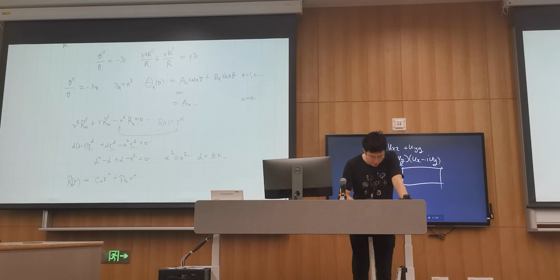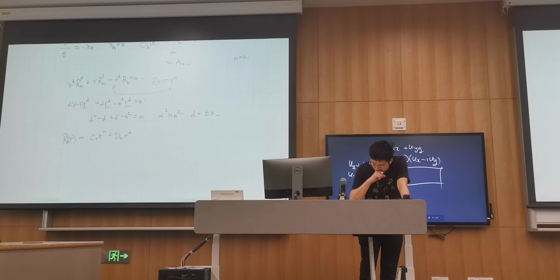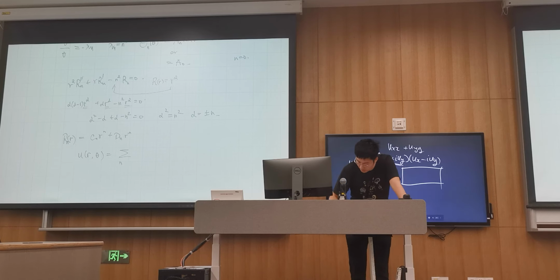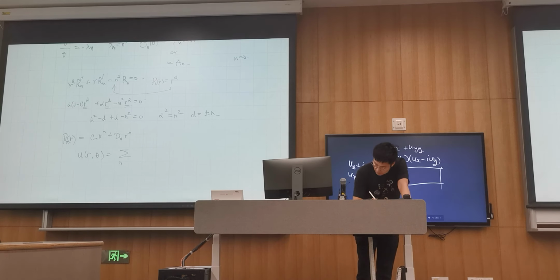So now we can safely say that u of r theta should be summing up, with n starting from 1 to infinity.